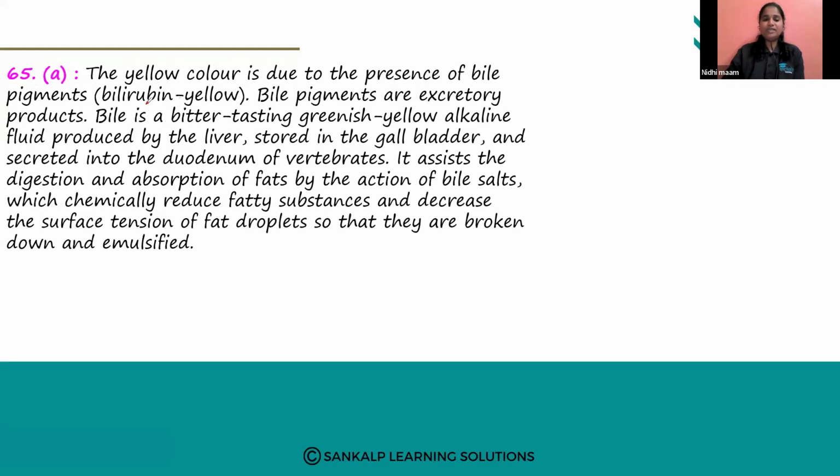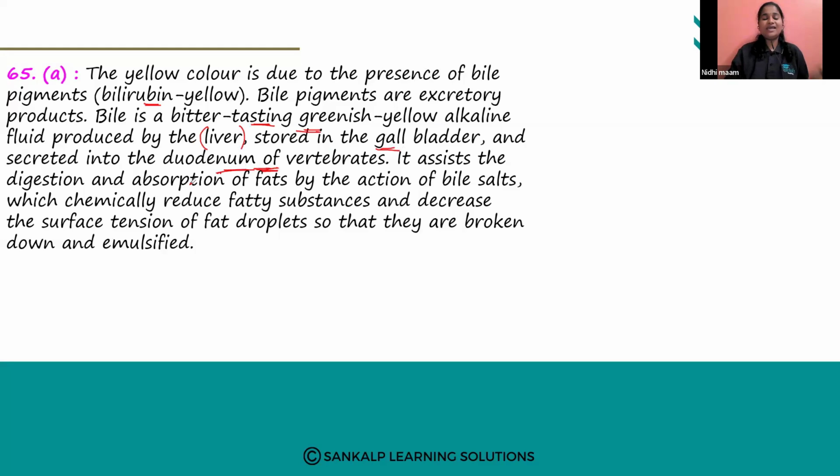There are two bile pigments, bilirubin and biliverdin. Bile pigments are excretory products. They will be excreted or removed out. Bile is a bitter tasting greenish yellow alkaline fluid which is produced by the liver. It will be stored in the gallbladder and it is secreted into the duodenum, that is the small intestine part of the vertebrates.